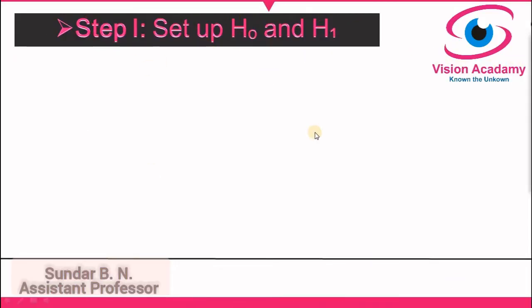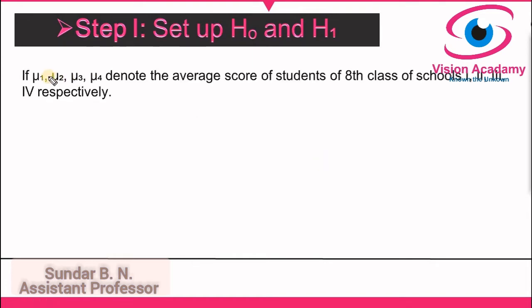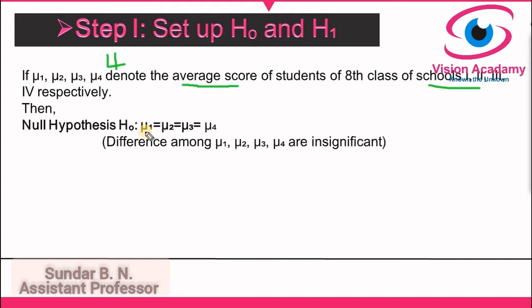So step 1 is to set up null and alternative hypothesis. In this example we have 4 different schools in the city. So mu1, mu2, mu3 and mu4 denote the average score of students of 8th class of schools 1, 2, 3, 4 respectively. Let us denote those schools in the mathematical formulation. Then our null hypothesis would be mu1 equals mu2 equals mu3 equals mu4, which means differences among mu1, mu2, mu3 and mu4 are insignificant.